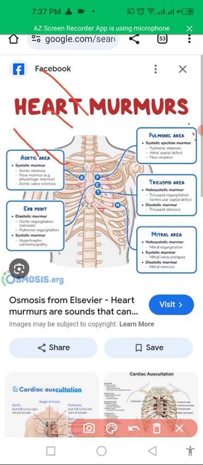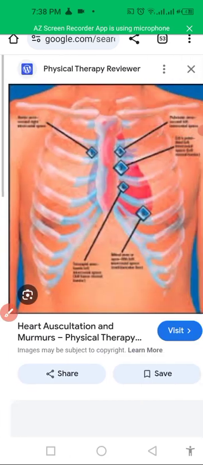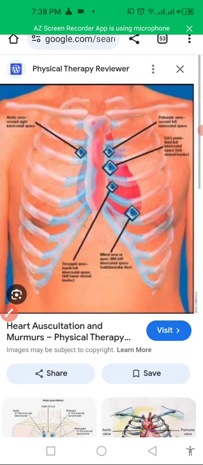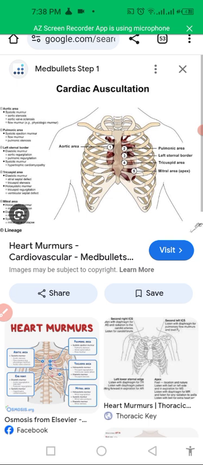Now the aortic area is auscultated here in this region. This is the right side of the sternum, and aortic stenosis is auscultated here. Next one is the pulmonic area, auscultated here on the left side. Tricuspid area is here, where the holosystolic murmur and diastolic murmur are auscultated, and the mitral area is auscultated here. So in this way, there are different locations and positions for auscultation of the murmur.